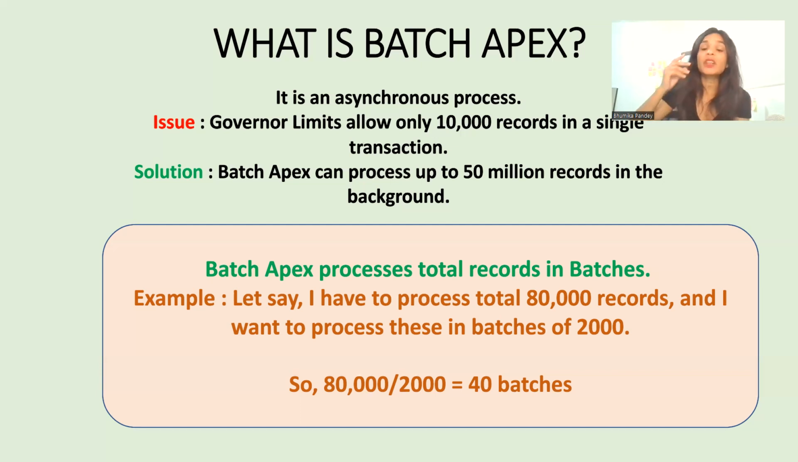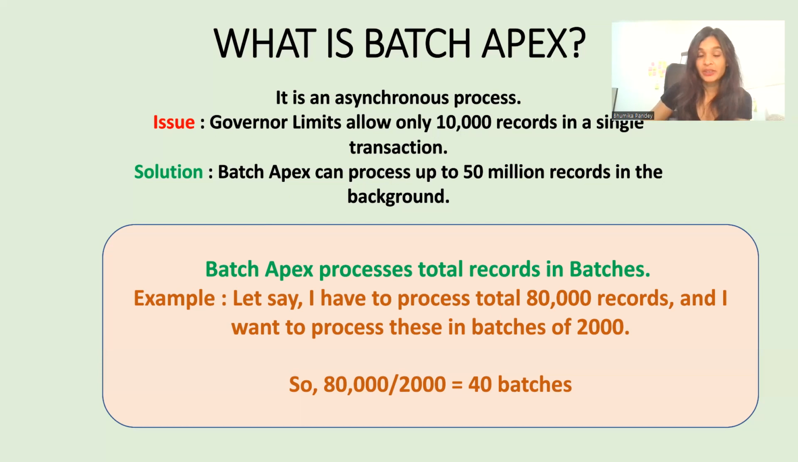All right. So if you want more clarity on the other two processes, you can go back to the videos and watch them. But right now we are going ahead with batch Apex. So batch Apex is also an asynchronous process. So basically in Salesforce, governor limits only allow 10,000 records to be processed in a single transaction. More than 10,000 records, you will not be able to process in a single transaction. All right. So the solution is batch Apex, because batch Apex can process up to 50 million records in the background.